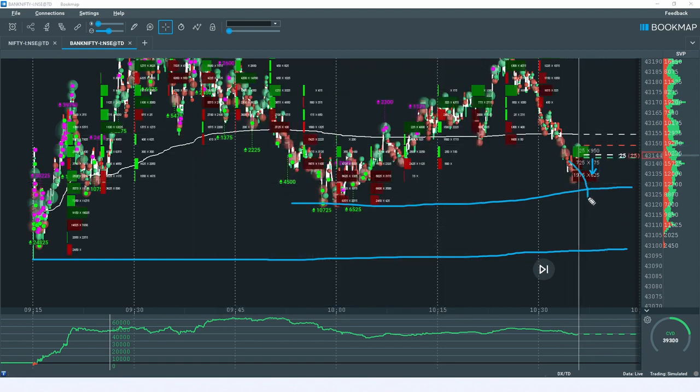Price approaches this level, there will be a pullback and there will be a swing, and the break of that particular swing can also be the entry point for us.